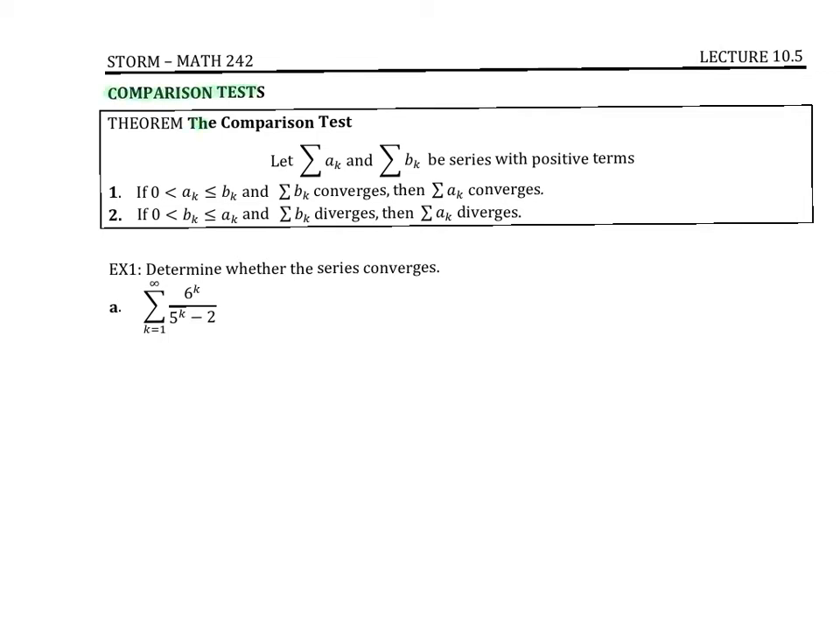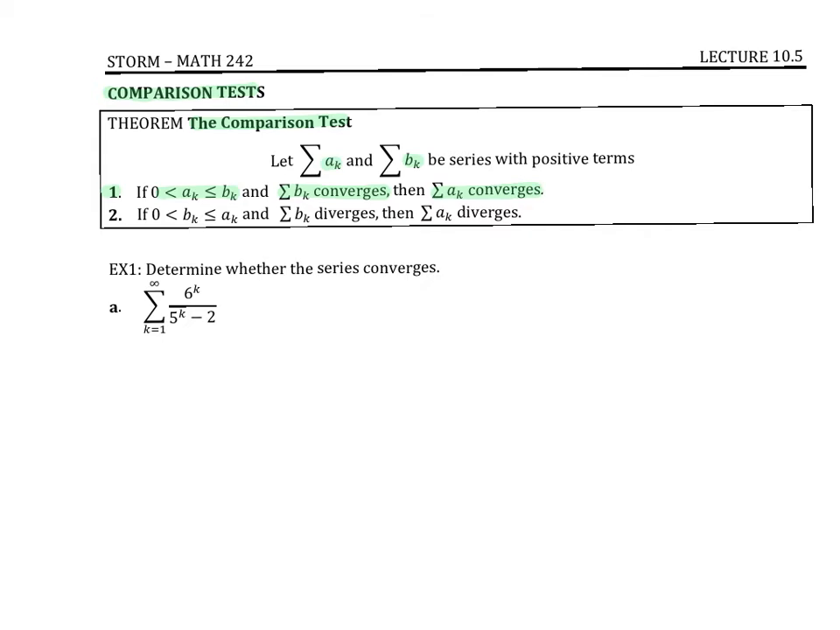So the first test is called the comparison test. And what it says is, let's say you have these two series, A sub k, B sub k. Let's look at the first criteria. Let's say that the A sub k is smaller than or equal to the B sub k, and let's say that we know that the B sub k converges, so the larger one converges.